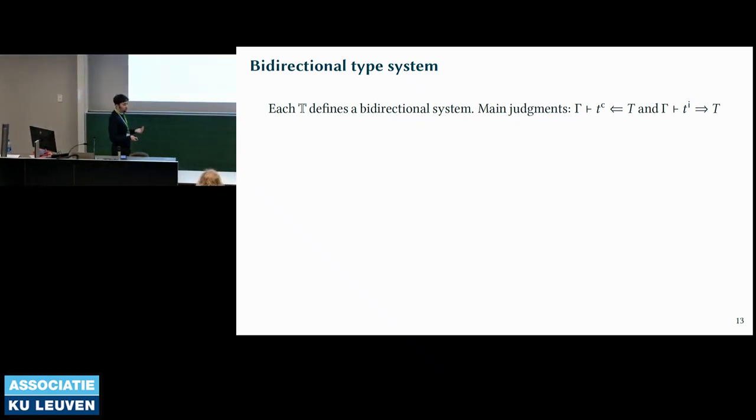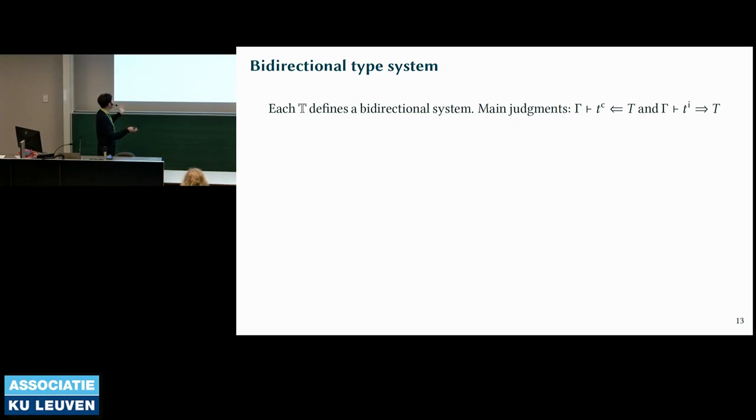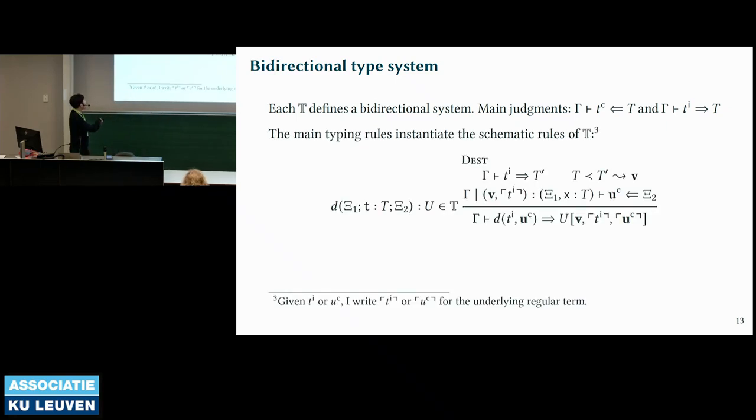So just like with the declarative one, each theory defines a bidirectional system, and the main judgments are the checking and the inferring judgments. One thing that I would like to point out is that all of the other constituents of the typing judgments are from the declarative syntax. Only the thing that you're typing is bidirectional. So all of these are, for instance, this is a declarative sort. And just like with the declarative system, the main typing rules are going to instantiate the schematic rules of the theory.